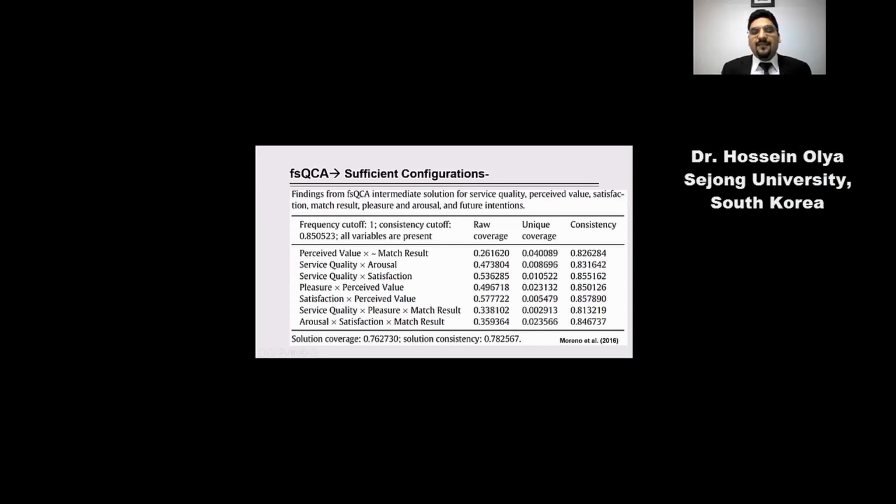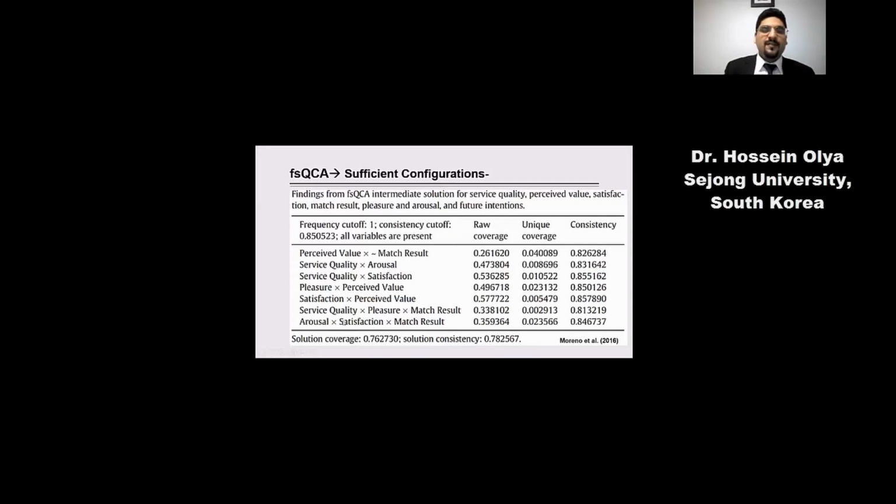If they are satisfied and they perceive value, they would come to this event again. If they have pleasure and they perceive value, that is another possible condition. So you see, they come up with several causal recipes that lead to a high level of the outcome, which is future intentions. It's a pragmatic approach. You see, it's a pragmatic method.